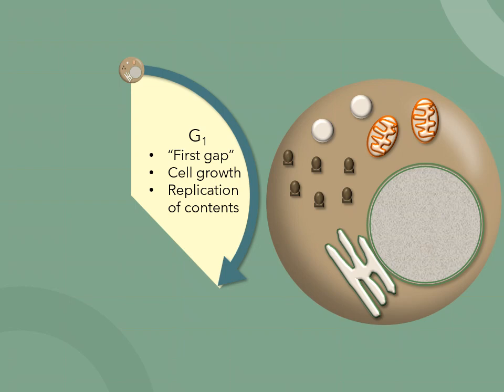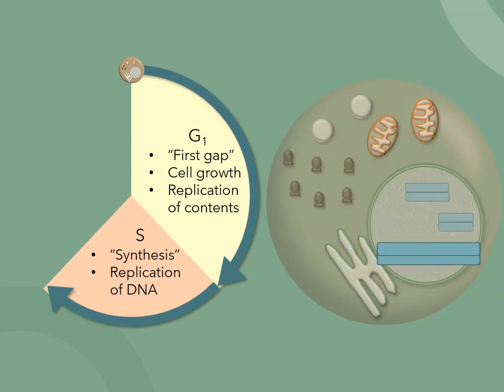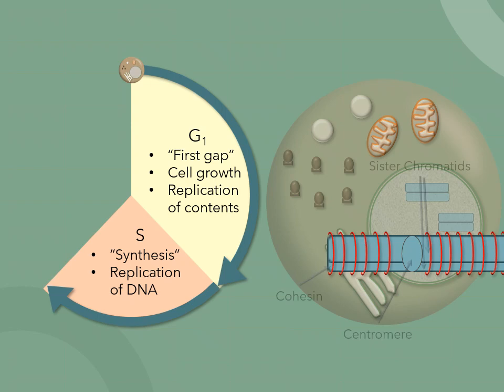After G1, the cell will move into S phase, where the DNA will be replicated. The chromosomes wouldn't actually be condensed enough to be visible at this point, but each one will be copied and attached to its duplicate, which we refer to as sister chromatids. These are attached the whole way along the chromosome arms by proteins called cohesins, but are most tightly attached at a region called the centromere.